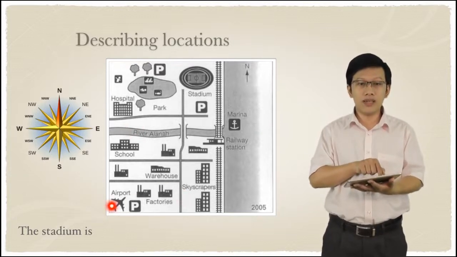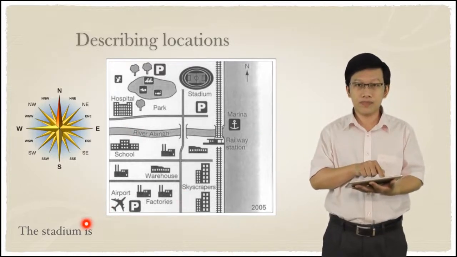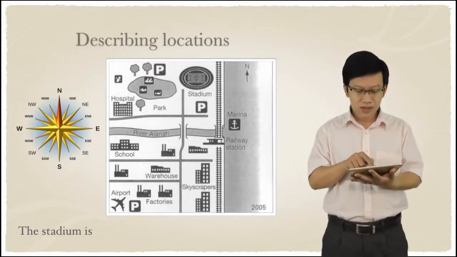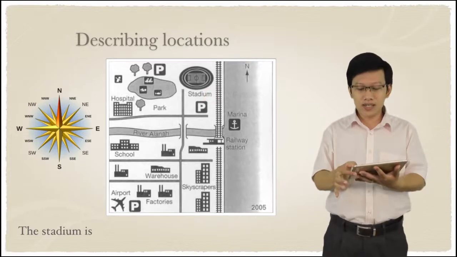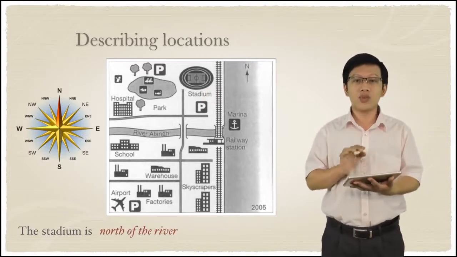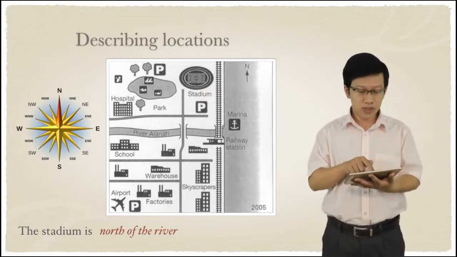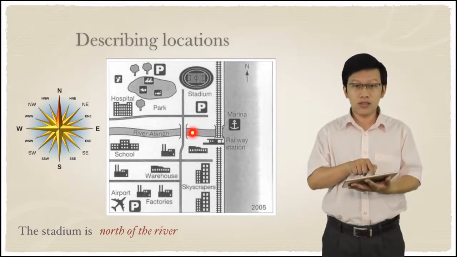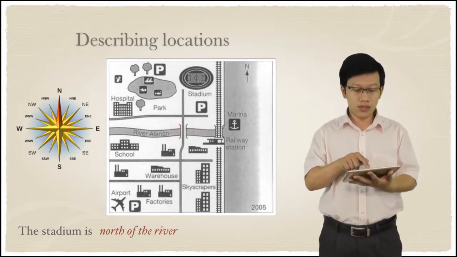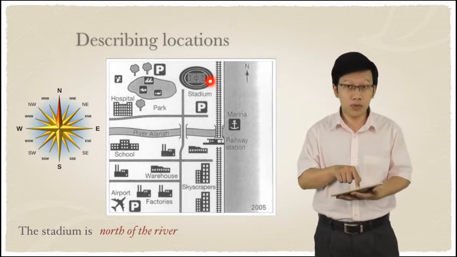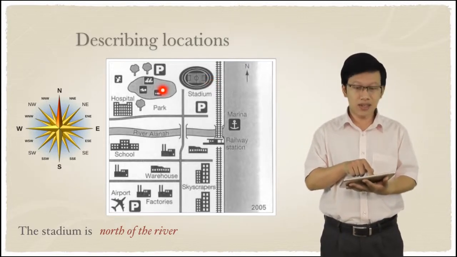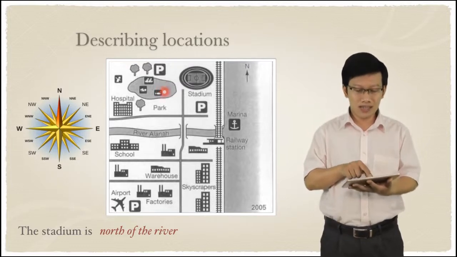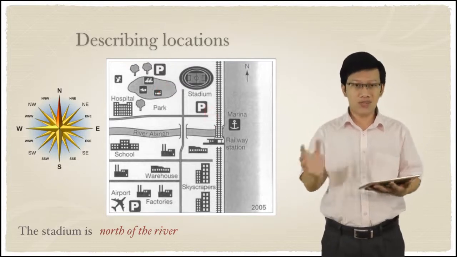I want you to find me the location of the stadium. Where's the stadium? The stadium is here on the map? Come on, we don't say so. We can say something like, the stadium is north of the river. Well, actually, the river is here, and the stadium certainly is north of the river. Very simple. Of course, you can say it's east of the lake, or it's next to the petroleum. Well, that depends.